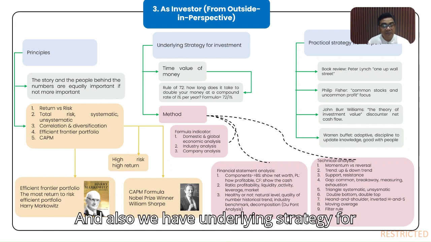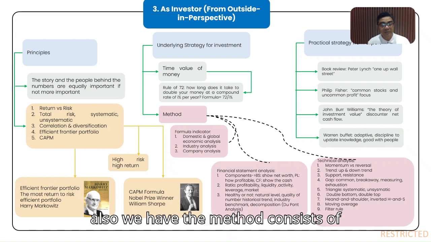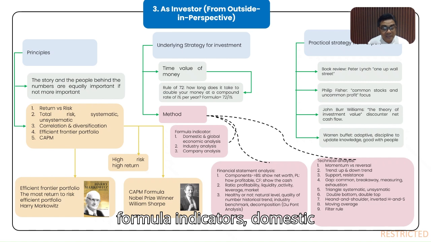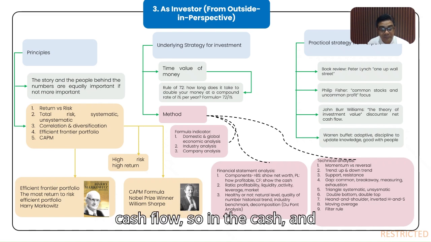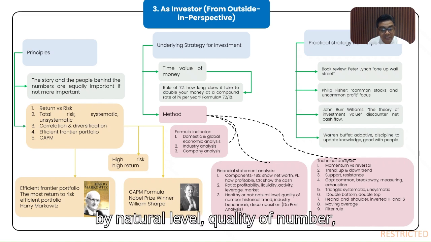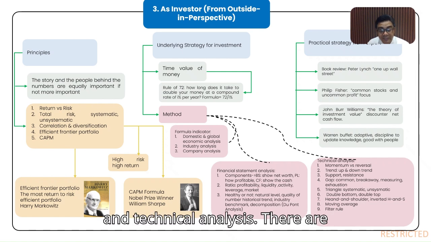And also we have underlying strategy for investment: time value of money, rule of 72. And also we have the method, which consists of formula indicators, domestic and global economic analysis, industry analysis, company analysis, financial statement analysis. Components: balance sheet shows net worth, profit and loss shows how profitable, and cash flow shows the cash. And also ratios: profitability, liquidity, activity, leverage, market, and also health of the company by natural level, quality of numbers, historical trend, industry benchmark, decomposition by DuPont analysis, and technical analysis.